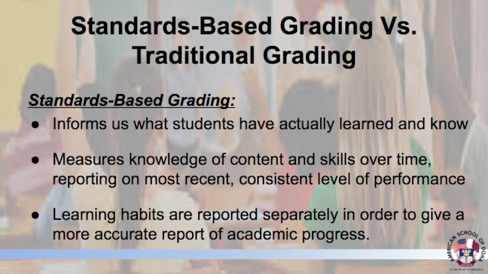In traditional grading, the student's performance for the whole grading period would be averaged, and early scores that were low would be averaged together with proficient performance later in the course, resulting in lower scores. In standards-based grading, a student who reaches proficiency would be reported proficient, and the report would reflect their current performance level. In standards-based grading, learning habits are reported separately in order to give a more accurate report of student progress.